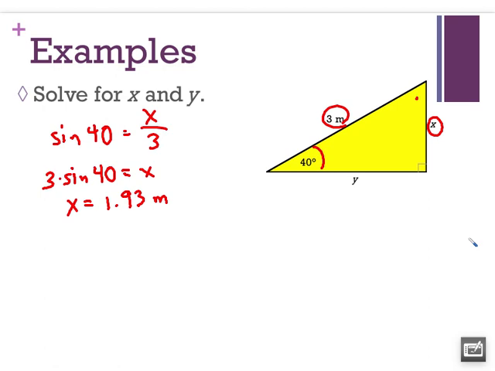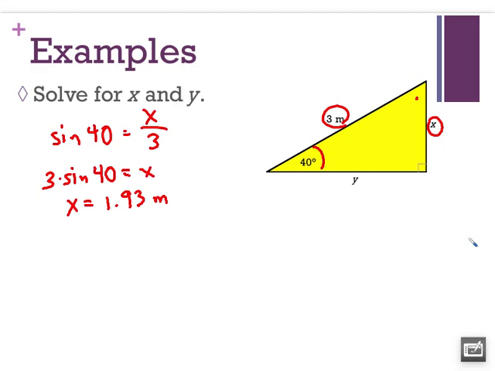Again, does that answer make sense? What answers wouldn't make sense? 4. Why? Because the hypotenuse is the longest side. Good. One possibility is 4. 4 doesn't work because that length x has to be shorter than the hypotenuse. What else won't work? Dana? Negative numbers. And some of you will manage to find a negative distance. That happens. But again, if you do a little evaluation there.